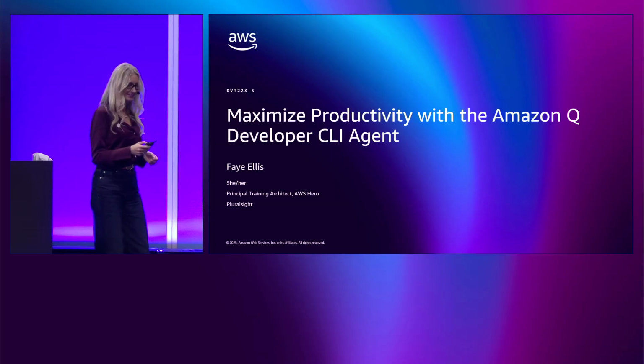All right, maximizing productivity with the Amazon Q Developer. And if you've been around all week, then you'll know it's not called Q Developer CLI agent anymore. It's actually called the Kiro CLI, which is a lot easier for me to say.